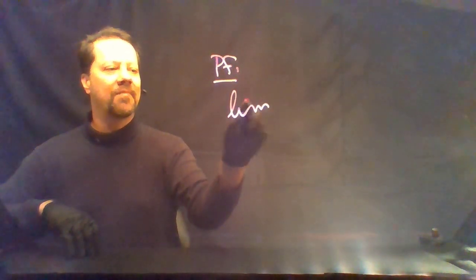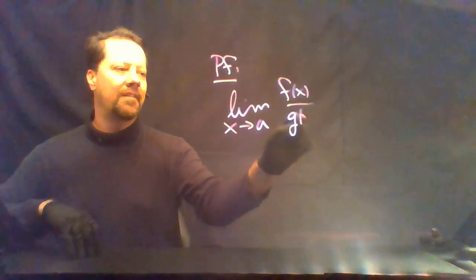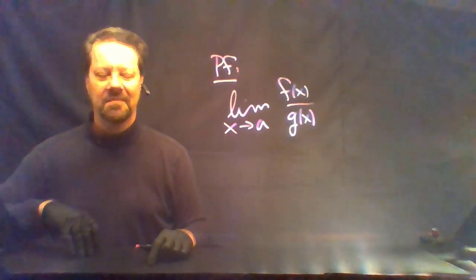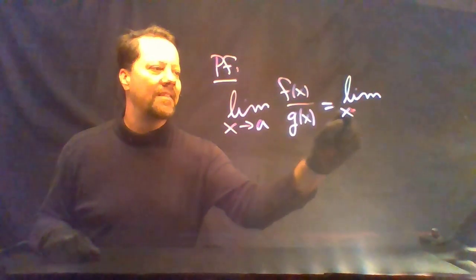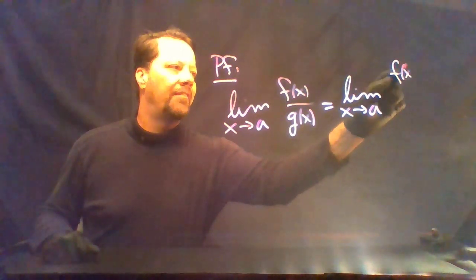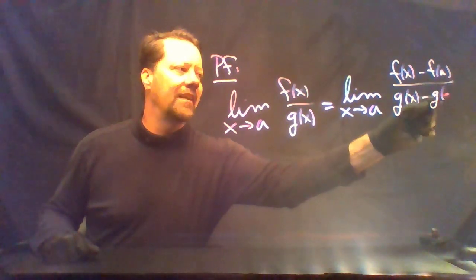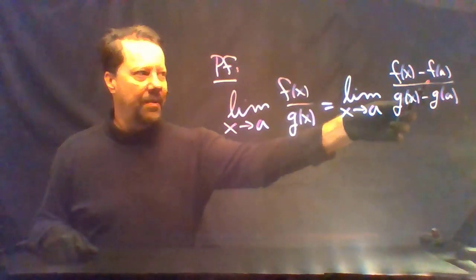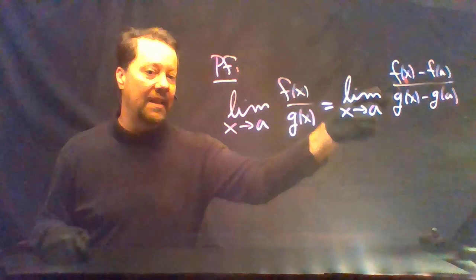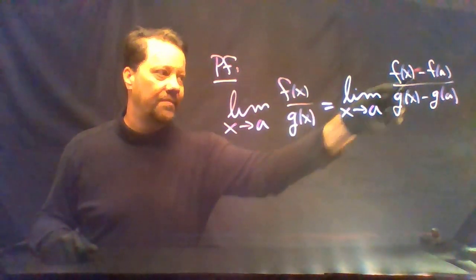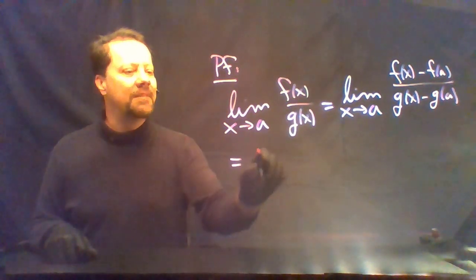Let's look at the limit as x goes to a, f of x over g of x. Keep in mind, this is the same as the limit as x goes to a of f of x minus f of a over g of x minus g of a. Since the limits are both 0 as x tends to a for f and g, their function values must be equal to those limit values, 0, because we assume this function is differentiable in some neighborhood.